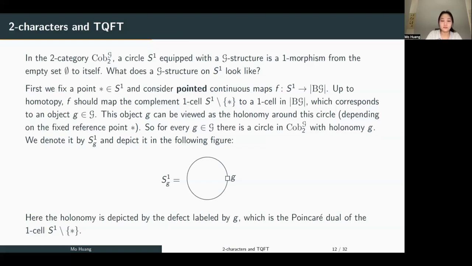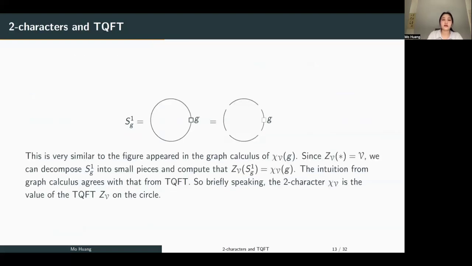Here, the holonomy is depicted by the defect labeled by G, which is the Poincaré dual of the one-cell S1 without star. This is very similar to the figure that appeared in the graph calculus of chi V of G. Since the TQFT sends the single point to V, we can decompose S1 with G into small pieces and compute that the value of Z_V on it is exactly chi V of G.